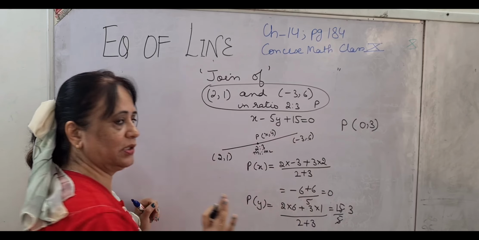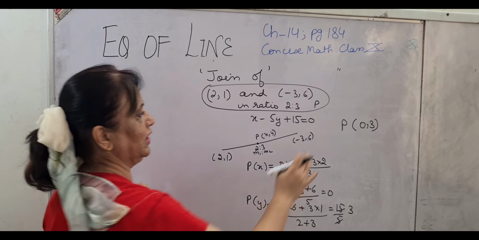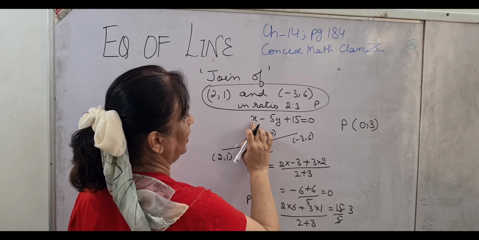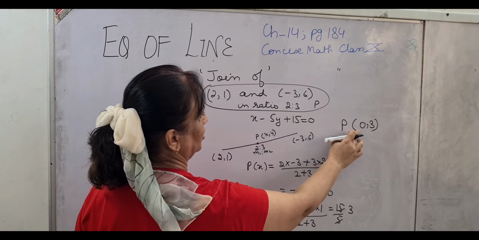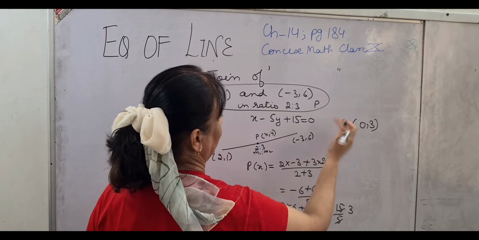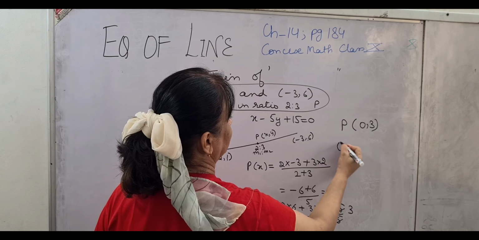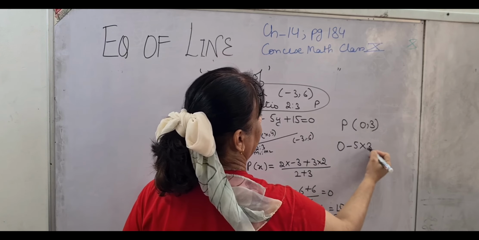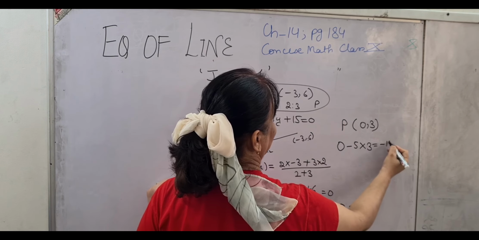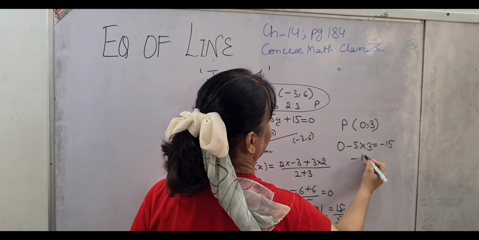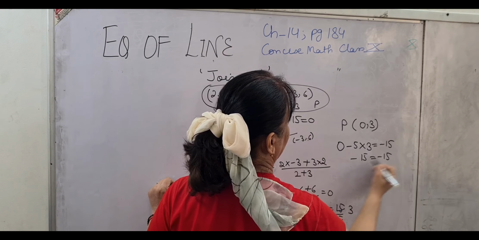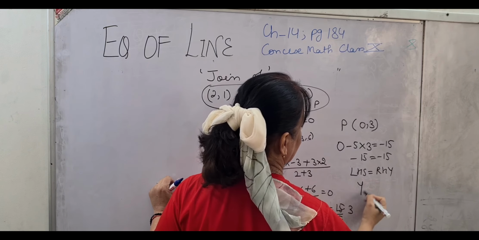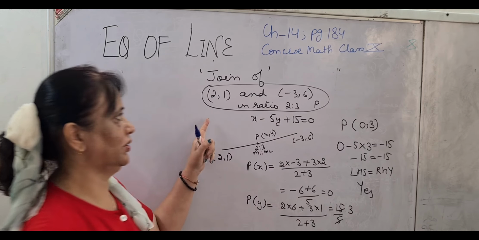But my question does not finish here. I have to see whether this point lies on the line. So again same thing, in place of x I will put 0, in place of y I will put 3 and I will see it. See, x is 0, minus 5 into y which is 3, is equal to minus 15, or minus 15 is equal to minus 15. Left hand side is equal to right hand side. So yes, the point lies on the line.